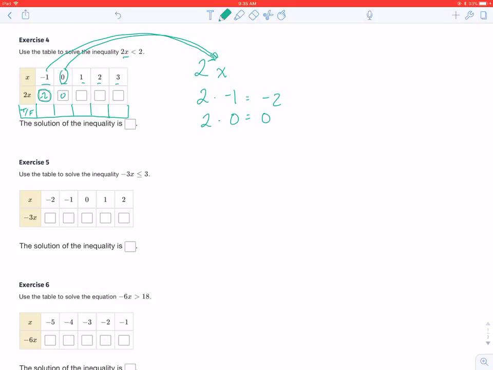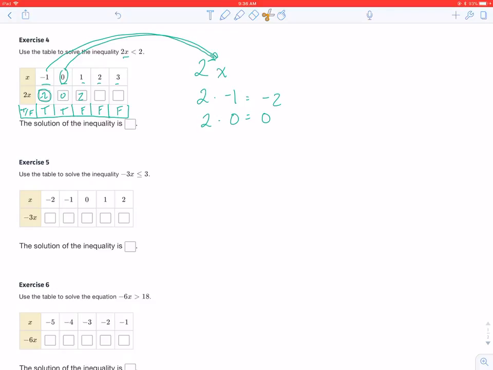And now with the true false, what I want you to do here, and you can do this on your own paper, is answer the question, is this -2 value, the value that we got, less than 2? And if it is, you'll put yes, that is a true statement. And then 0, is 0 less than 2? Yes, that is true. 1, when we do 2 times 1, that's 2. 2 is not less than 2, it is equal to 2. And so that would be our first false statement, which probably means that anything greater than that is going to be a false statement as well.